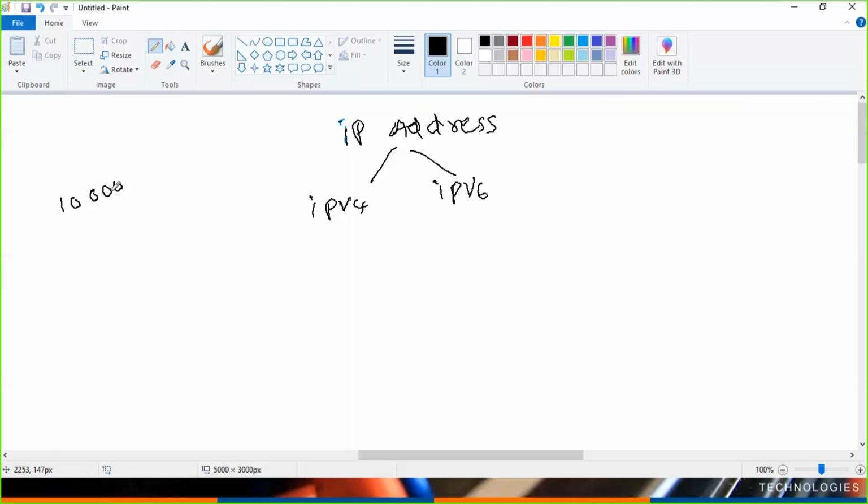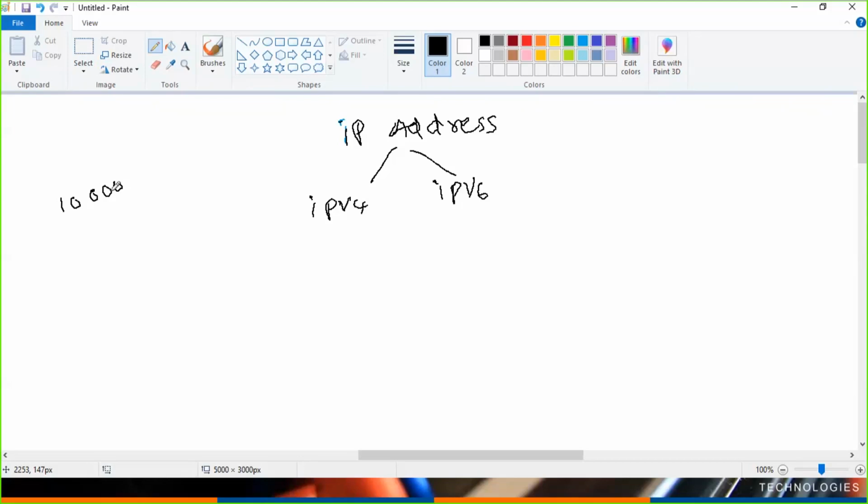Billions of users are connected to the internet, correct? So we don't have enough IPv4 addresses. Even in IPv4, class D and class E IPs are not used, only classes A, B and C. So not all 4.3 billion addresses are usable. Then how can we survive with only those IP addresses? We are out of IPv4 addresses. We need a larger number of IP addresses.